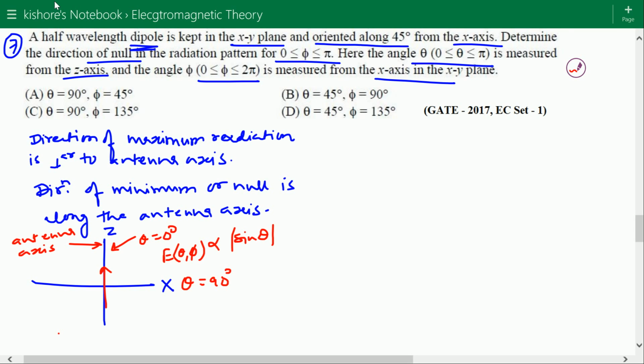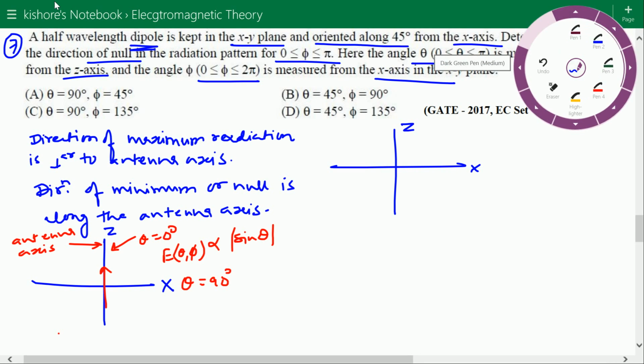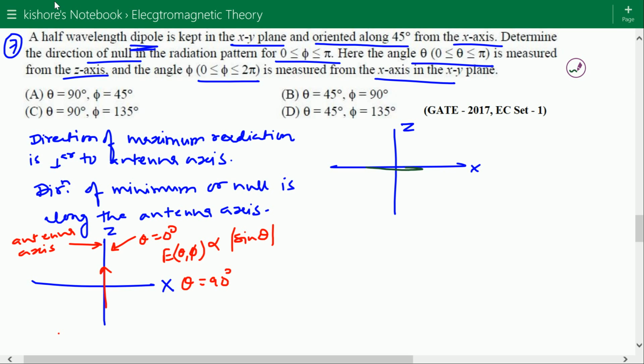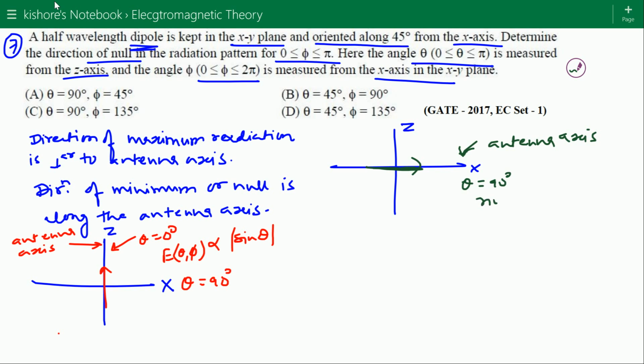Similarly, in ZX plane, if antenna is located along x-axis, and this x-axis is the antenna axis, then for theta 90 degree, radiation is minimum, and for theta 0 radiation is maximum. So the unit pattern E theta phi depends on cos theta. If theta is 90 degree, E is 0, and if theta is 0, E is maximum.